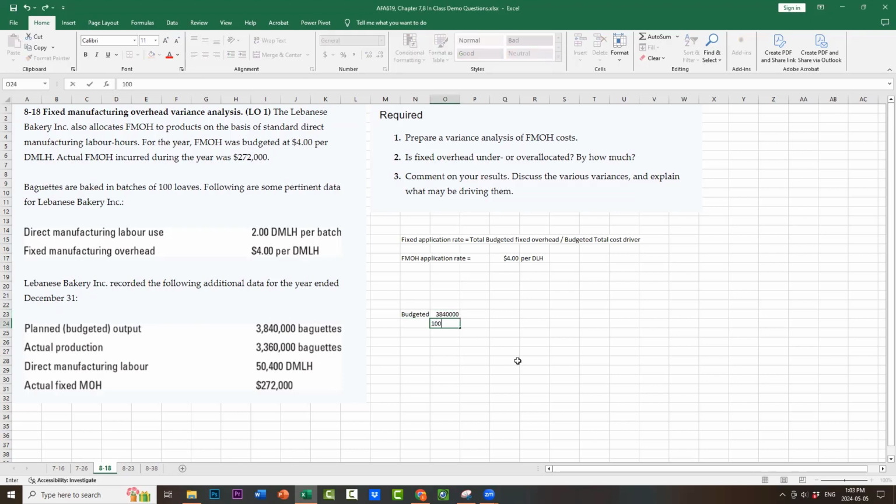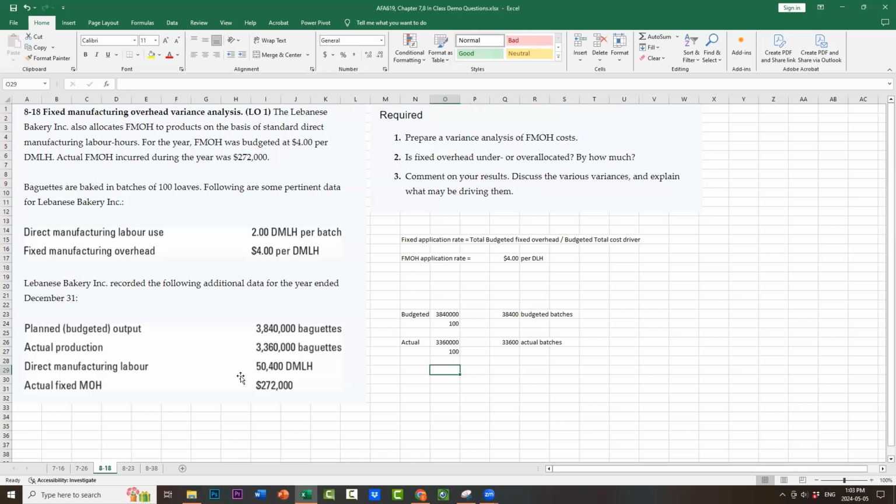But keep in mind that we're looking at batches, and each batch has 100 baguettes. So we want to know how many batches there were. There were budgeted batches. They also tell us that the actual production, so this is actual, was 3,360,000 baguettes. Again, we want to determine batches. So if I look at this, this is equal to 33,600 actual batches.